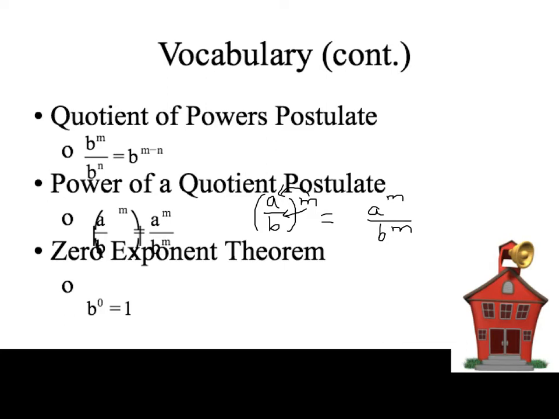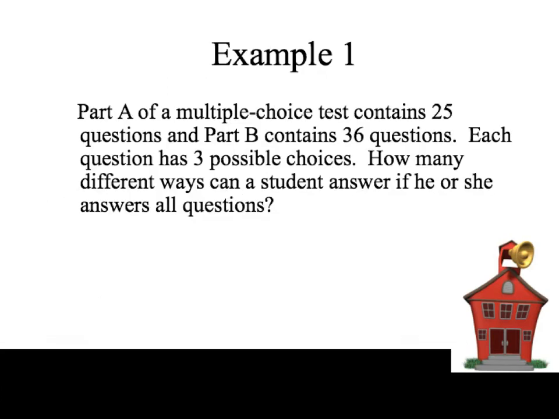So we're going to work through a number of examples of these properties. Here in this first example, we're told that Part A of a multiple choice test contains 25 questions and Part B contains 36 questions. Each of those questions, all 61 of them, have 3 possible choices. How many different ways can a student answer if he or she answers all the questions? So if this student is just purely guessing, how many different ways are there for this student to guess?